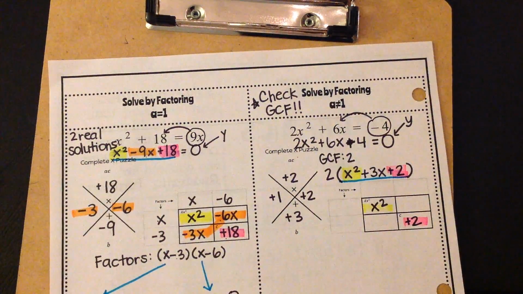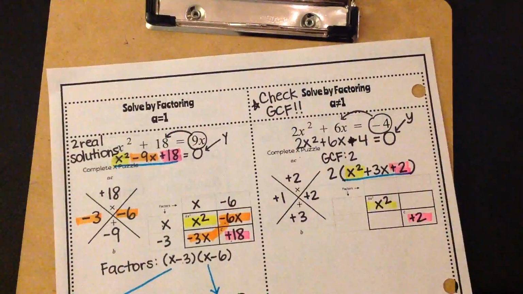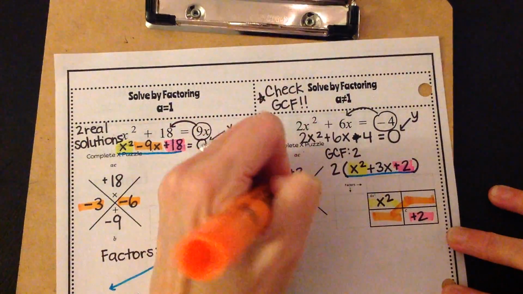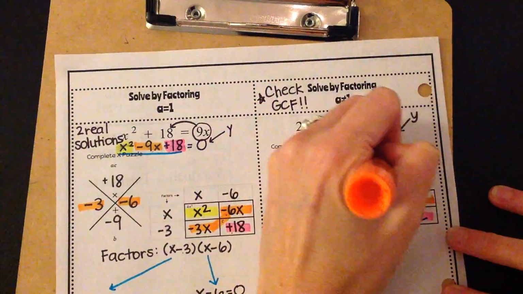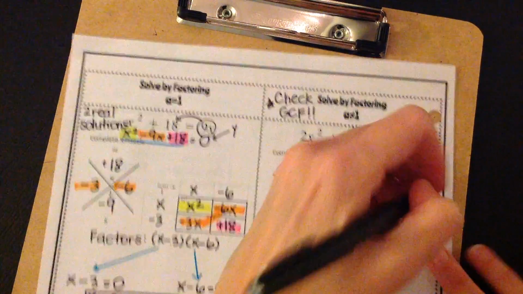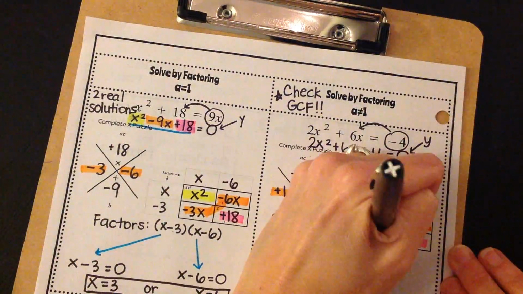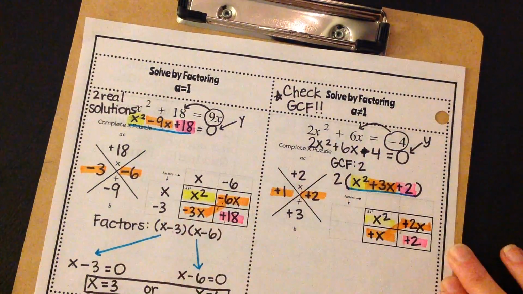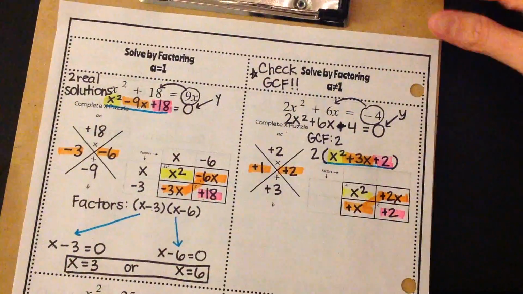And now I'm going to use my x game numbers to fill in my diagonals. And those are going to be 1 and 2, and they have to add together to make the middle term of my new trinomial, which is 3x. So it's going to be plus x plus 2x. I could write 1x here, but 1x and x are the same.